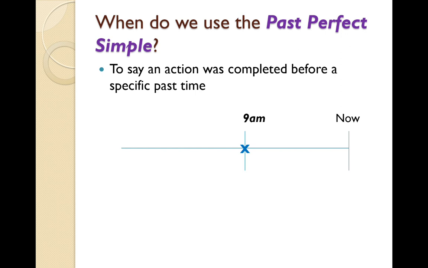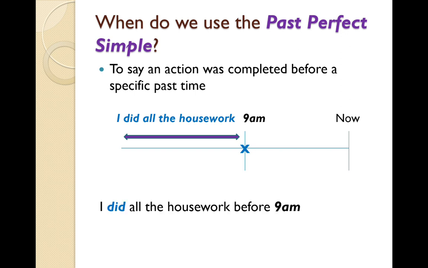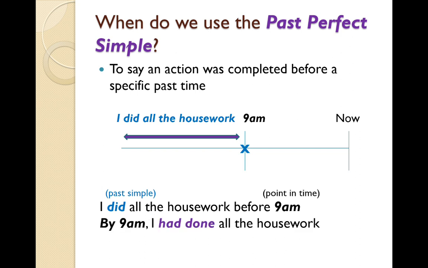9 a.m. What happened before 9 a.m.? I did all the housework. I did all the housework before 9 a.m. Here we use the past simple because it's clear the order of events. Or we can say, by 9 a.m. I had done all the housework. So we start with the point in time and then we follow it with the past perfect tense.